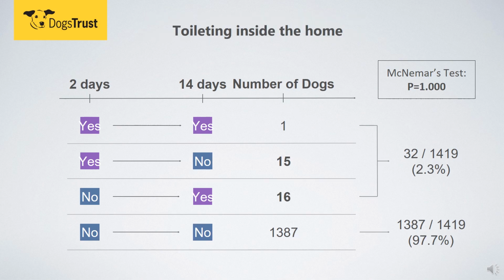The final behaviour, which was toileting inside the home, was again reported by 2% of dogs in the first 14 days after adoption. And again, there's no evidence of a difference in the number of dogs that were only reported to have shown this behaviour at 2 days and not at 14 days, and similarly only at 14 days and not previously at 2 days.